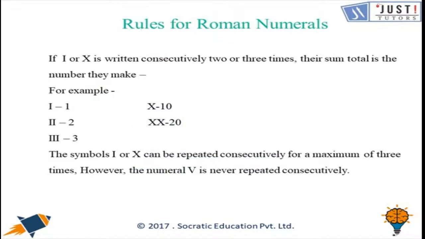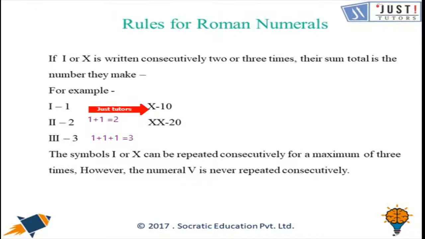Let's begin with the first rule. The first rule says that if I or X is written consecutively 2 or 3 times, the sum total is the number they make. For example, the value of I is 1. Now we have 2 I's here, which is the same as 1 add 1, which makes a 2. Next one is 3 I's, which is 1 add 1 add 1, which gives you the number 3. So what we are doing here is adding the numbers together.